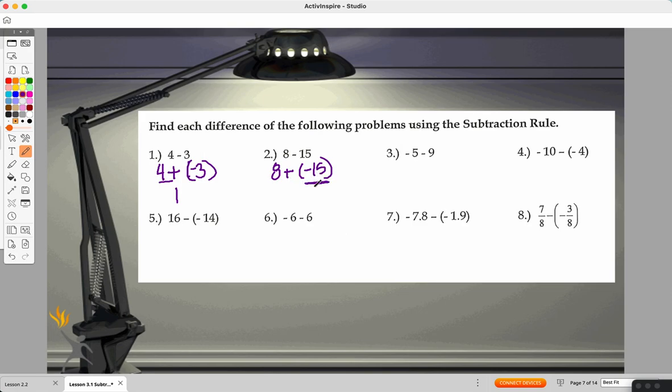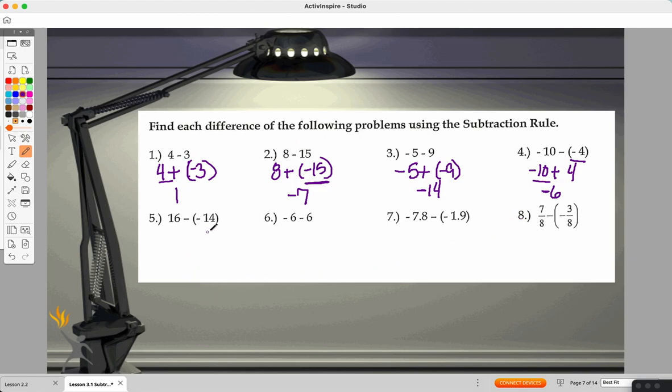Okay, so greater opposite value here, 15 minus 8 is negative 7. Same here. So as we keep working our way through it, keep negative 5, change to addition, opposite of 9 is negative 9, giving me a negative 14. Okay, and then this one is a little different looking. Negative 10, so it's still keep. Change it to addition. The opposite of negative 4 is positive 4. So I have my opposite signs. 10 minus 4 is going to be 6. The greater opposite value makes it negative.